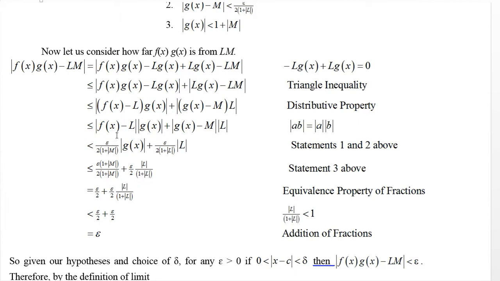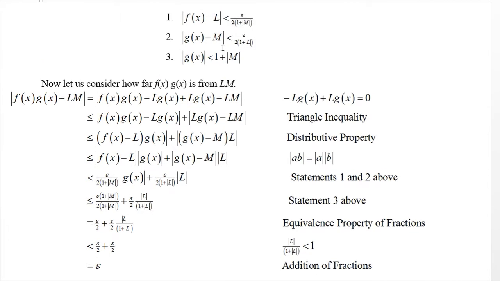Now, the absolute value of f of x minus L, that's one of the things we're able to control and get it small. We can get it smaller than epsilon over 2 times 1 plus absolute value of m. So we can replace that by that, and this becomes strict inequality. And similarly, the second inequality up here says the absolute value of g of x minus m is less than epsilon over 2 times 1 plus absolute value of L. Now, let's see here. Absolute value of g, we know, is less than 1 plus absolute value of m. So we can replace that by that.